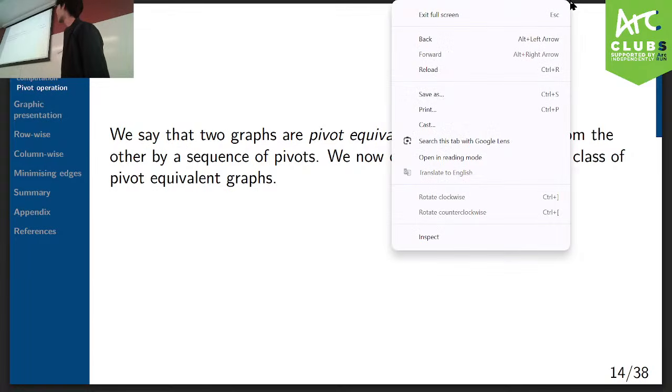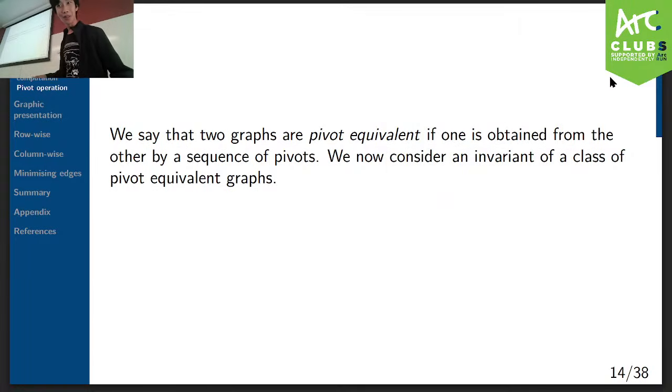From a MAT101 background, if you know what an equivalence relation is, you can formally show that this is an equivalence relation by showing that it's symmetric. If you can get from a graph G to H via a sequence of pivots, you can reverse that sequence of pivots to get from H to G.